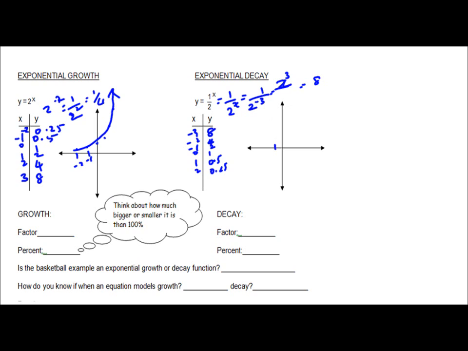So -1, -2, -3. So at -3, it was 8. Somewhere here, at -2, it was 4, and so on and so forth. The graph will now come this way.